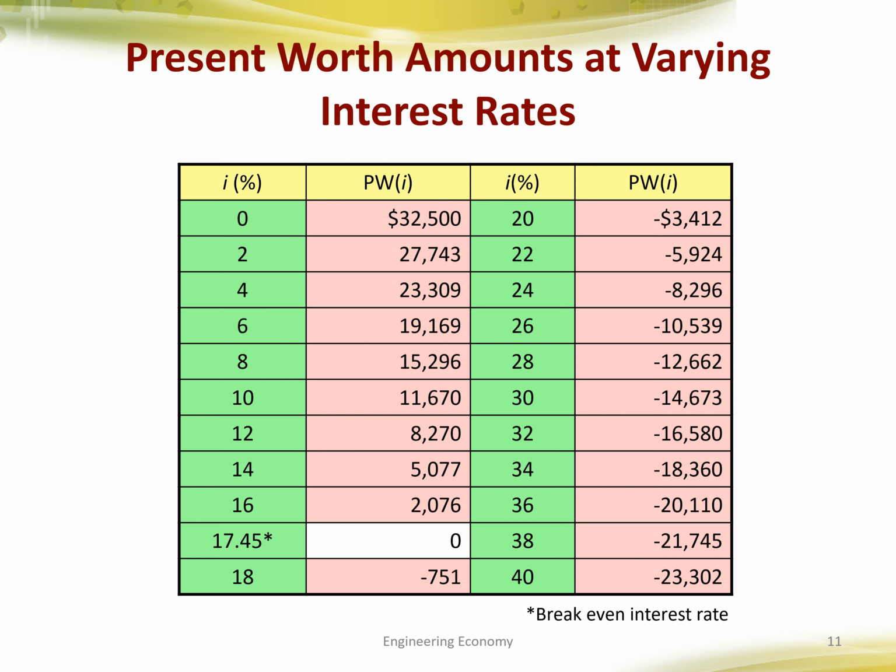We have 15% at the time. When it reached 17.45, interest rate equal to 17.45, your net present value becomes 0. But when it's smaller than 17.45, including 15%, I mean, you can see that all the present worths are positive, and when it reaches 0, it has the largest present worth.